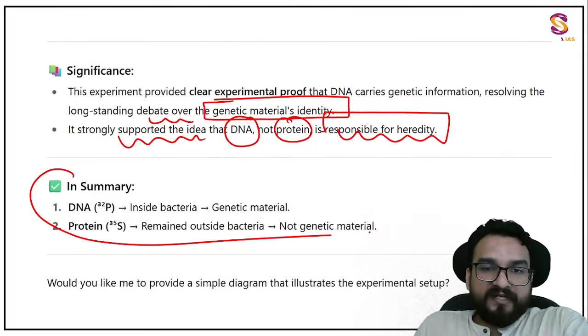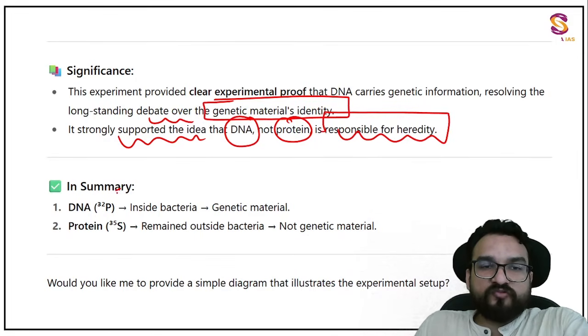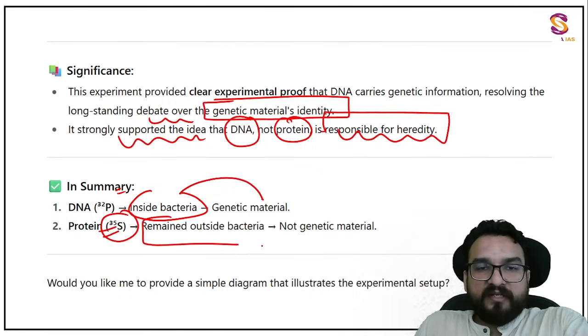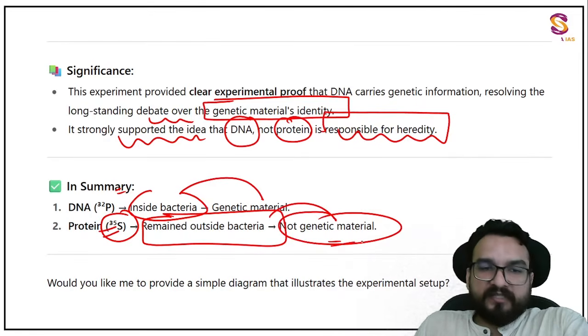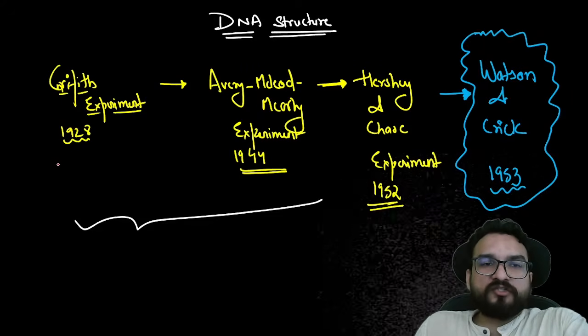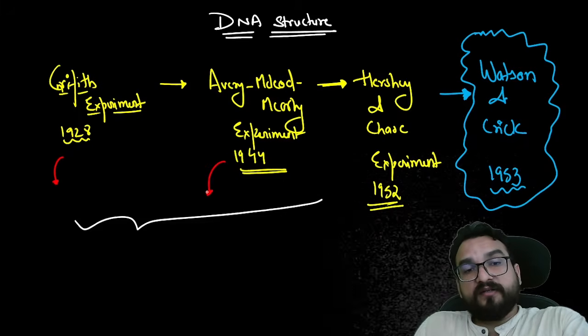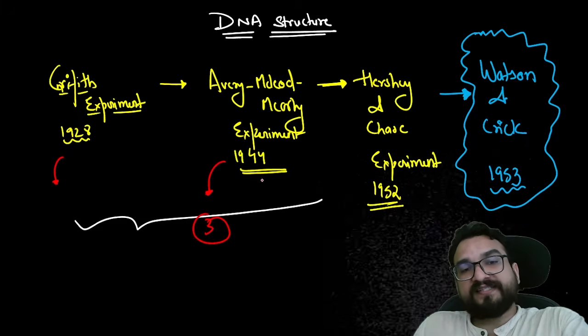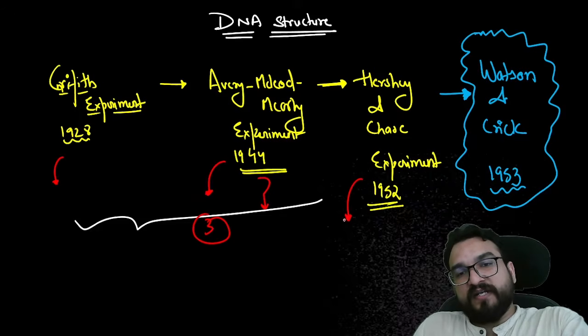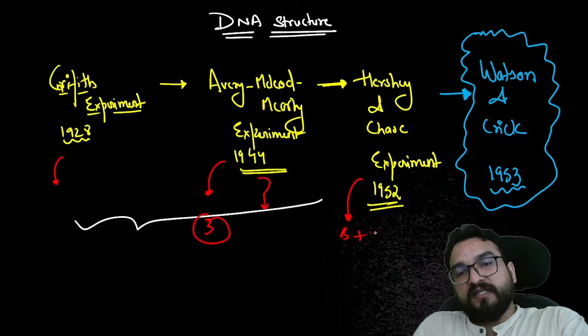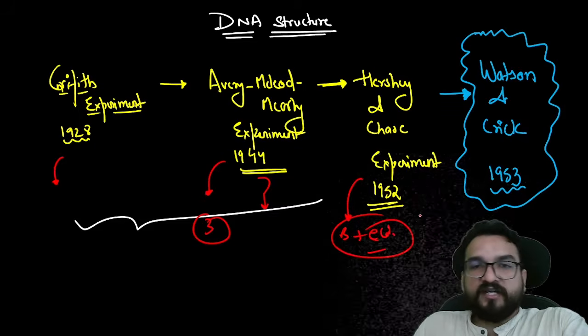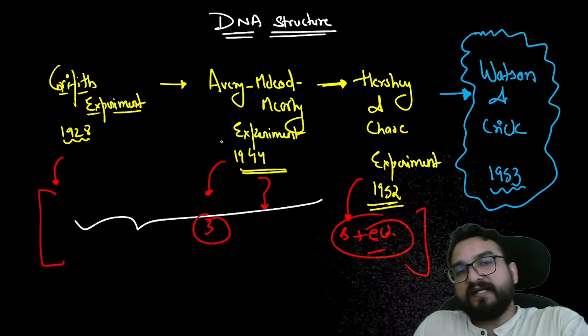Very important. And in summary, you will be finding that DNA, phosphorus inside bacteria, genetic material. Protein, sulfur remain outside bacteria, not genetic material. ठीक है, so I hope you have understood the Griffith experiment regarding the R strain, S strain. Over here the 3 enzymes protease, RNase, DNase, and over here the bacteriophage plus E. coli experiment of Hershey and Chase. I hope you have got the better idea, guys, over here.